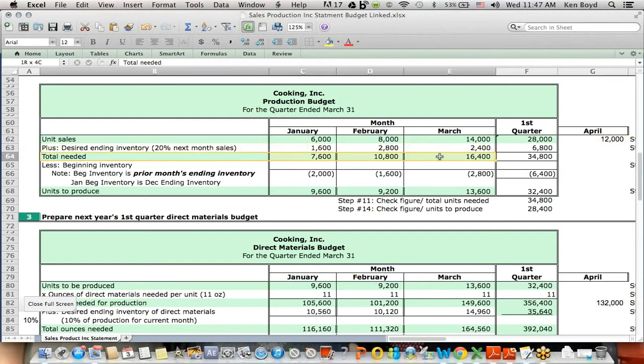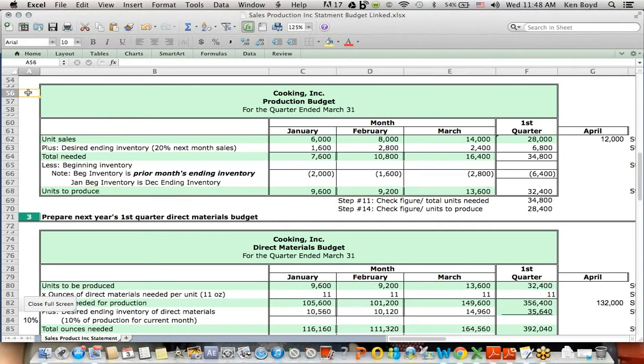I get the total number of units I need. I subtract out what I already have in inventory. Now this is a little tricky because beginning inventory agrees to the prior month's ending inventory. So January is ending December, which I just plugged in at 2,000. February is ending January. March beginning inventory is ending February, and it goes all the way across. And so I have a formula in here where I come up with the units I need to make, units to produce.